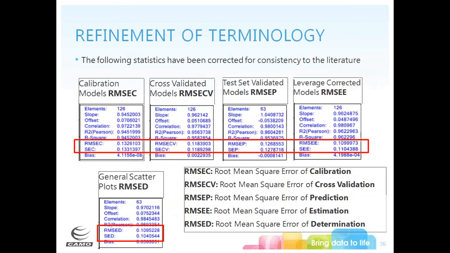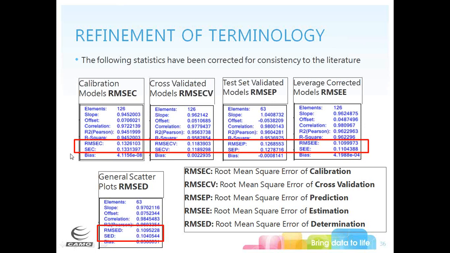We've also done further refinements in our terminology for our predicted versus reference plots to be more consistent with the literature. We've always had our R square and correlation values, and we've always listed it as RMSE, leaving that last letter blank. But now we've added those letters so that depending on how you're doing your modeling and your validation, it is clear from the statistics that are described.